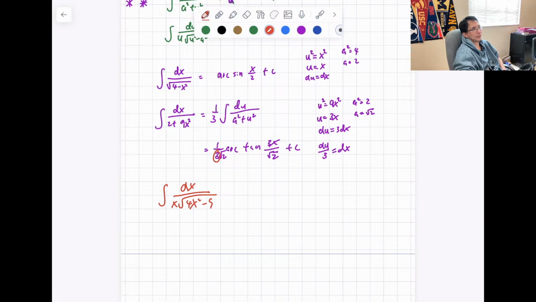Because 1 over a, from the original. Okay, because since we did u substitution, u equals 3x, and du equals 3 dx.